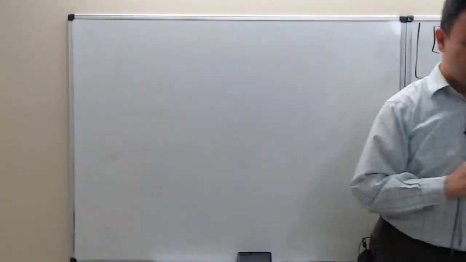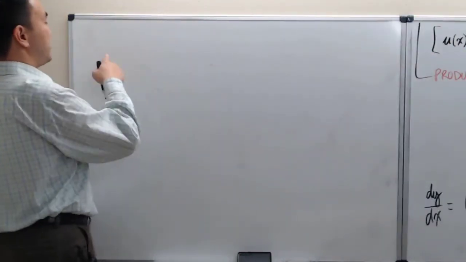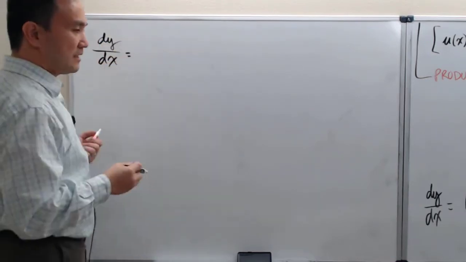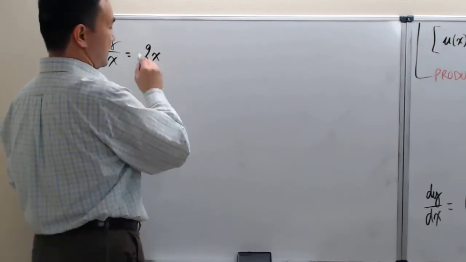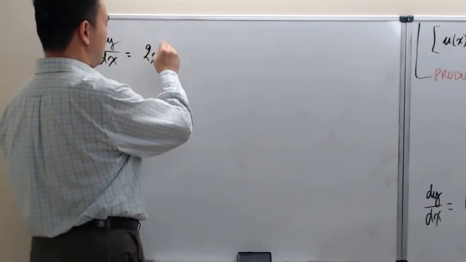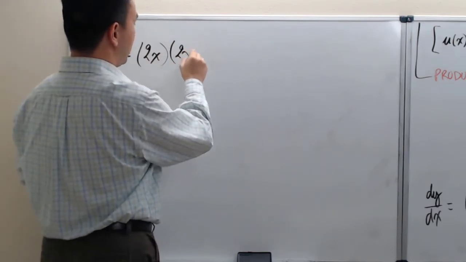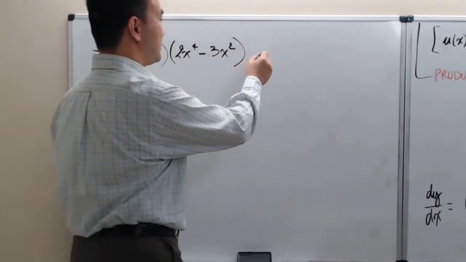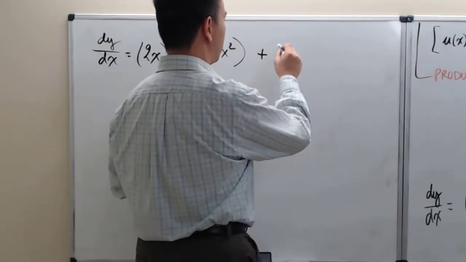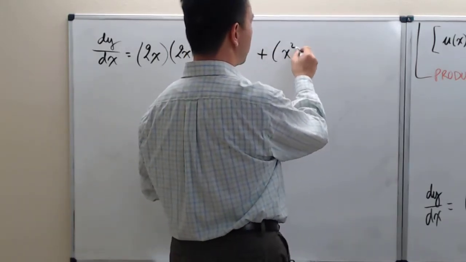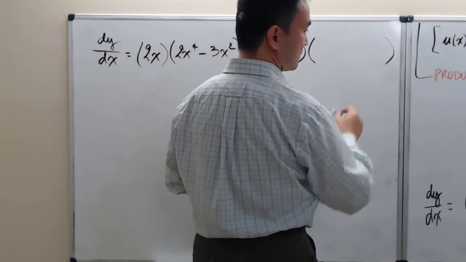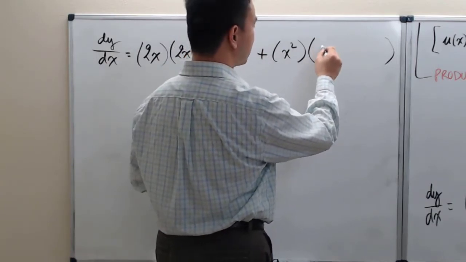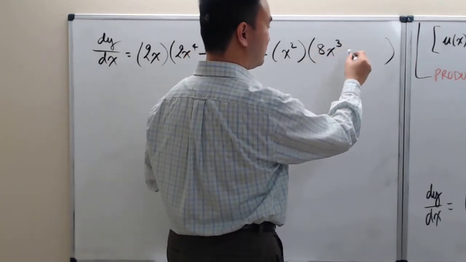All right, on my other board, carrying over from the previous step, dy dx now looks as follows. 2x as the derivative of x squared, multiplied with 2x to the fourth minus 3x squared, plus, for the other part, we keep x squared the same, and the derivative of 2x to the fourth minus 3x squared from the previous step is now 8x cubed minus 6x.